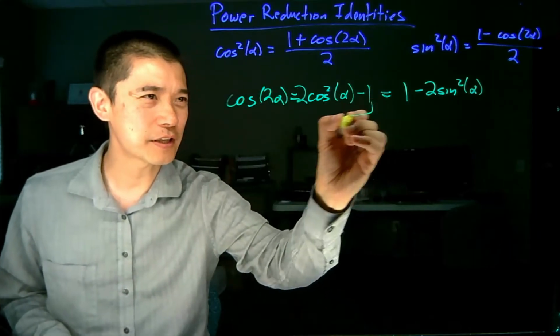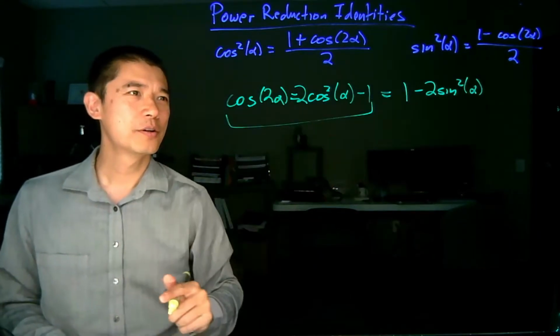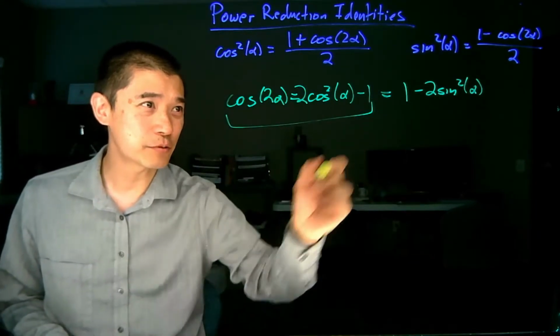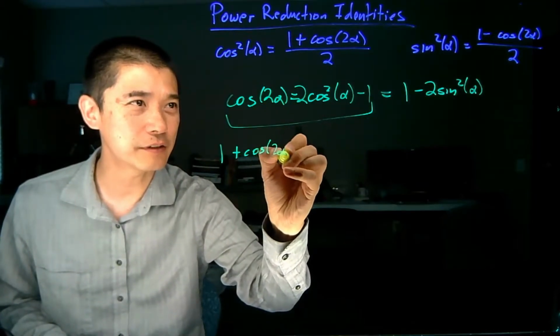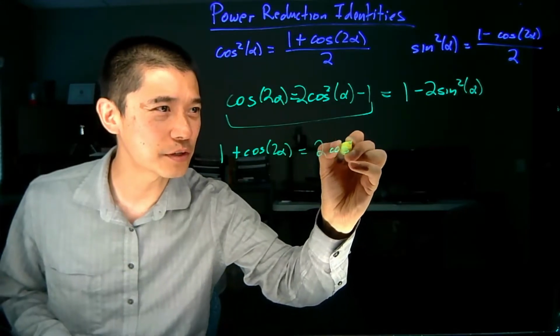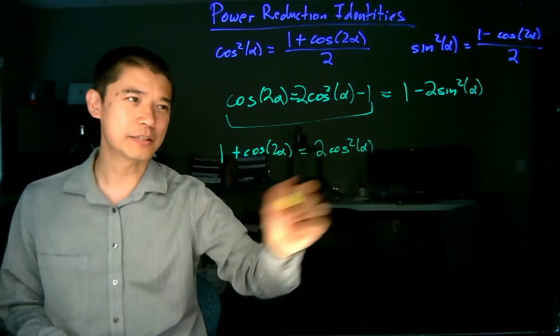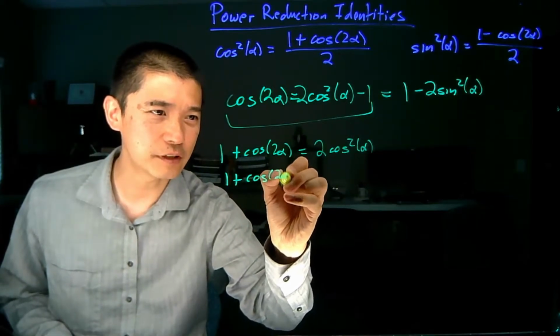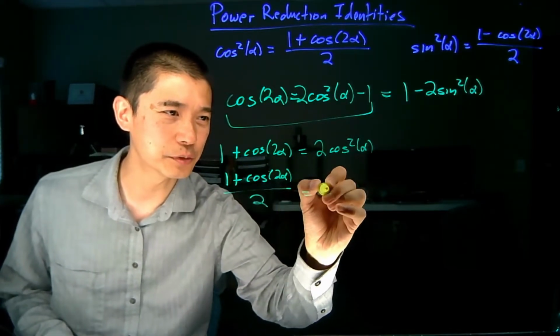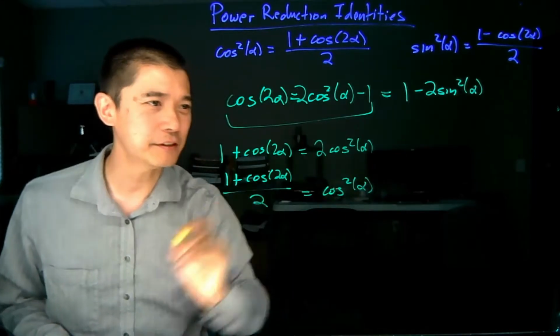Let's focus on this left-hand side first. We need to isolate the cosine squared terms. We're going to add 1 to both sides. So 1 plus cosine of 2 alpha is equal to 2 cosine squared alpha. And then divide both sides by 2. 1 plus cosine 2 alpha all over 2 is equal to cosine squared alpha.